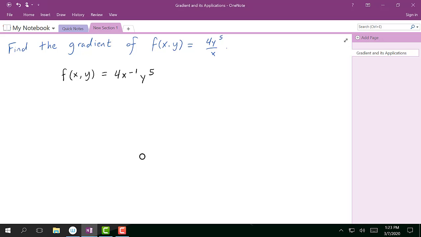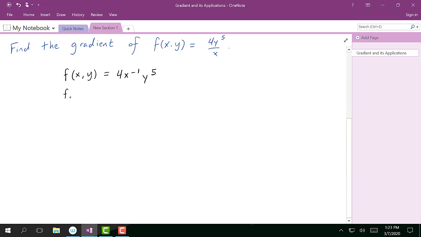Okay, so what we need to do is evaluate the partial derivative of f with respect to x, in which case we would get, well, bring the negative 1 exponent down, we get negative 4x to the negative 2, y to the power of 5. And the derivative of f with respect to y is going to be, the 5 is going to come down and multiply the 4, give me a 20. This x stays the same, x to the minus 1. Now y's exponent will decrease by 1. So we get y to the 4.